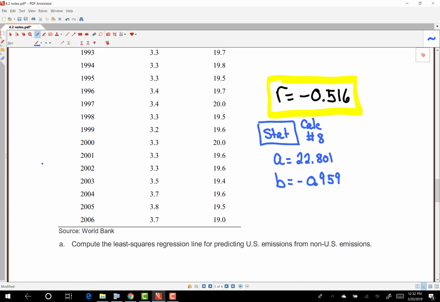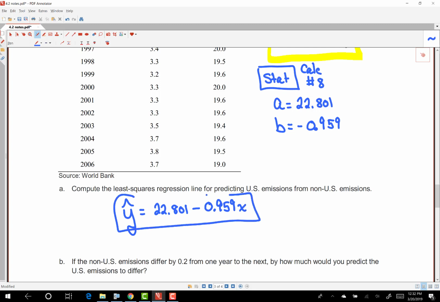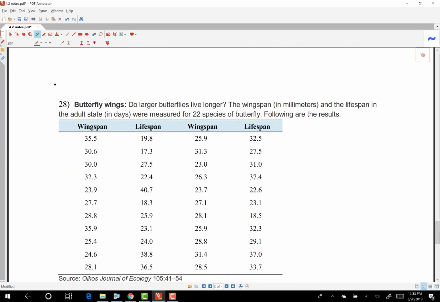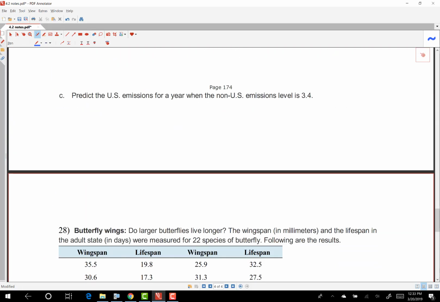Okay, and so for the first question, compute the least squares regression line for predicting U.S. emissions from non-U.S. emissions. That's our y hat, and that's a plus bx. So that's going to be 22.801 minus, because it's a negative b, 0.959x. Don't forget that x. This is an equation of a line, so it's going to be y in terms of x.